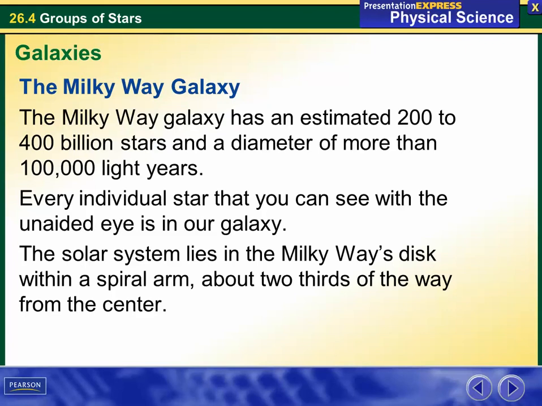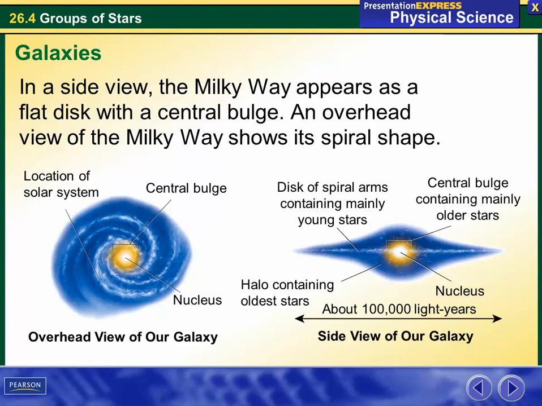Every individual star that we can see with the unaided eye in the sky is in our galaxy. So when you look up at the sky at night, all those stars you see are members of the Milky Way galaxy. The solar system lies in the Milky Way's disk within a spiral arm about 2/3 of the way from the center. So that's our location in the Milky Way. We're in an arm about 2/3 of the way from the center of our Milky Way spiral galaxy.